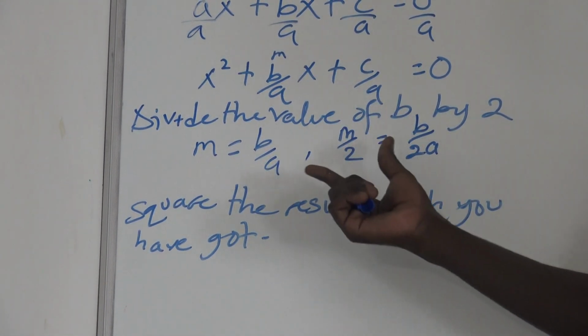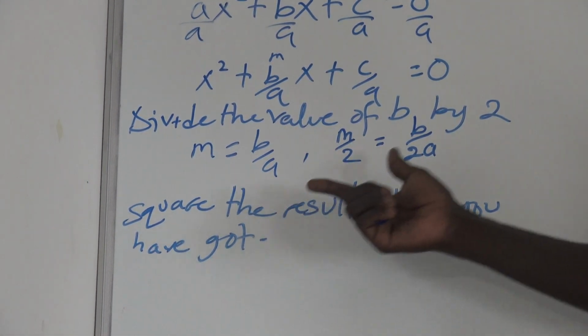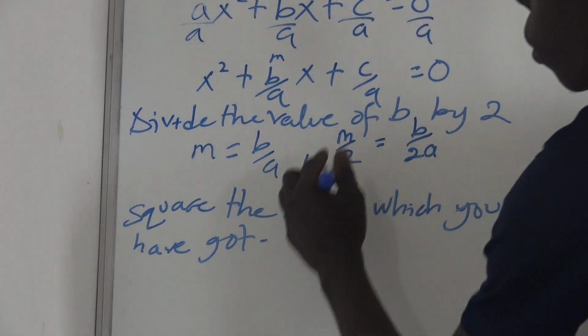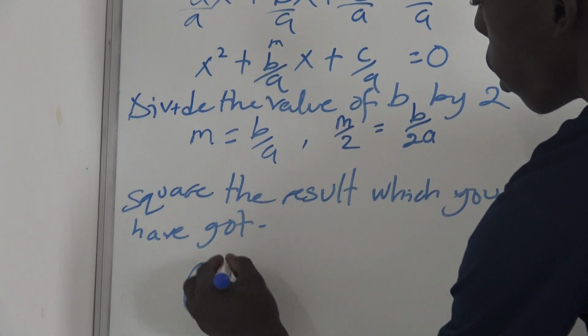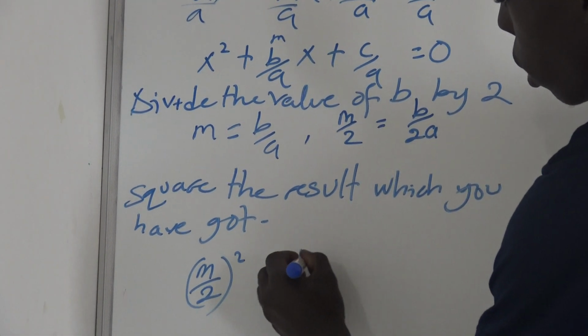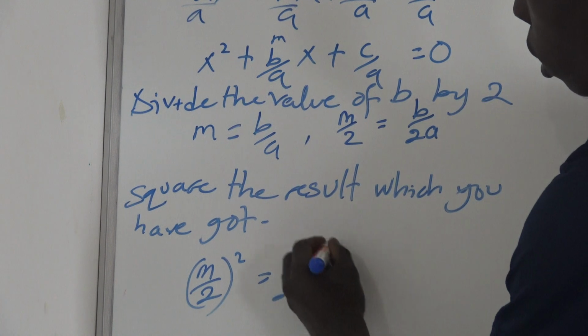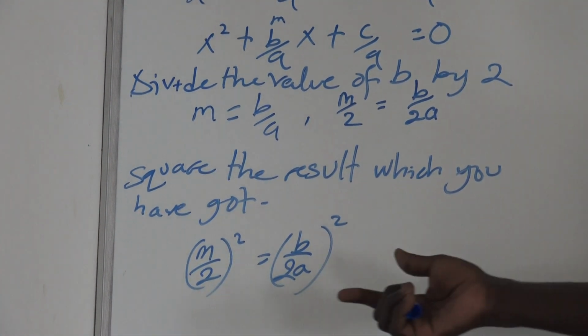That means it is m out of 2. We are going now to square it. Then what you do this side, also do it the other side. So it will be now m out of 2, the whole thing squared, which will give us also on this side, when you square, b out of 2a, the whole thing squared. So this is what we get.